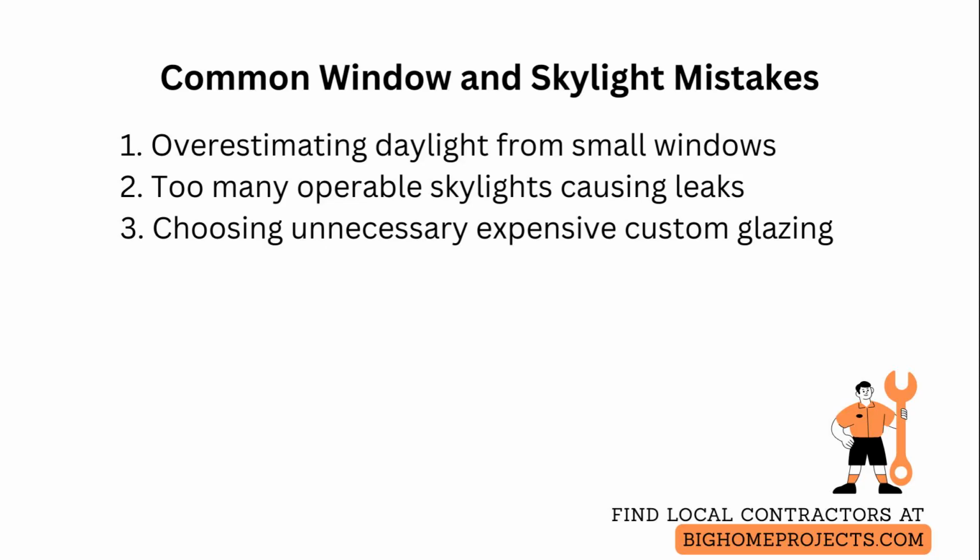Most homeowners overestimate the daylight provided by small windows and then add more openings, which increases cost and heat gain. Instead, perform simple daylight mapping by standing in rooms at midday and noting shadowed areas, then add targeted fixed windows or solar tubes.